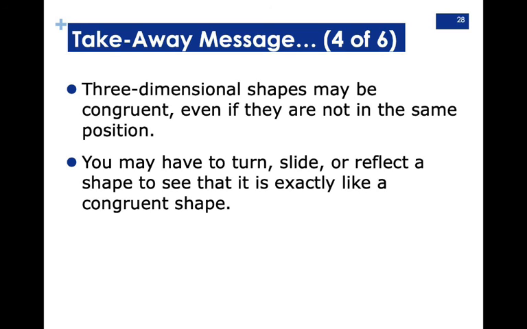So our takeaway: three-dimensional shapes may be congruent even if they are not in the same positions. That mental representation in the net starts setting us up to start visualizing, but we also want to be able to start looking at turning objects around mentally, reflecting them, and see if they look similar, or are congruent, or are they exactly that same size and shape.